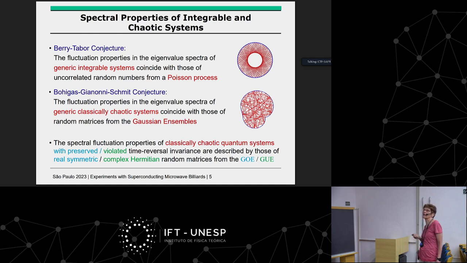If you have a system which is classically chaotic and preserves time reversal invariance, then the properties of the quantum system are well described by those of real symmetric random matrices from the so-called Gaussian orthogonal ensemble. It's called orthogonal ensemble because the universality class is the orthogonal one. On the other hand, if you have a classically chaotic system in which time reversal invariance is fully violated, then they are well described by those of the eigenvalues of complex Hermitian matrices from the Gaussian unitary ensemble. And what I will talk about is certain billiards and the study of their spectral properties.